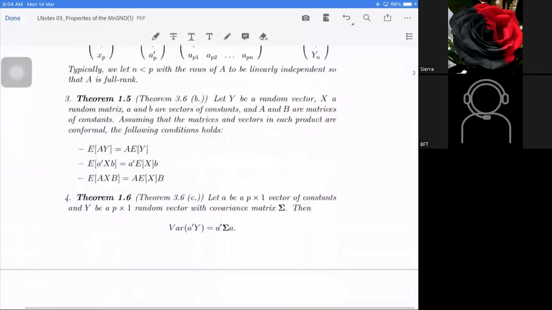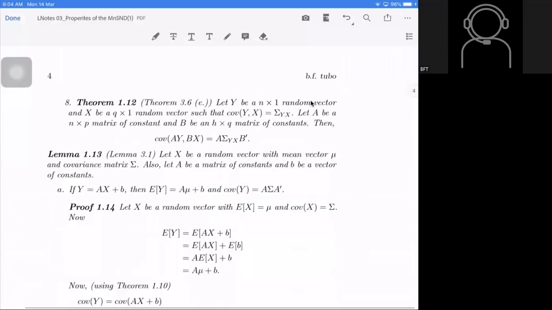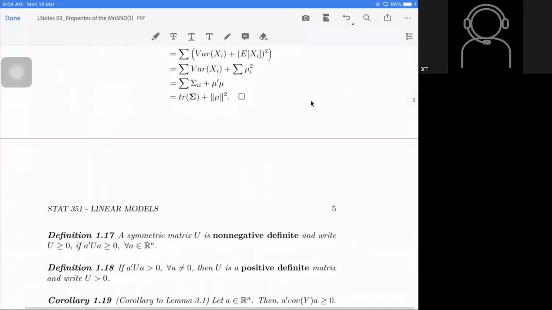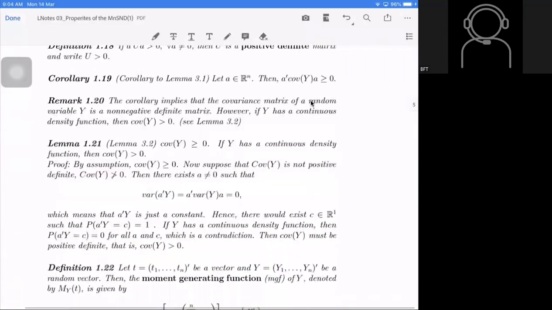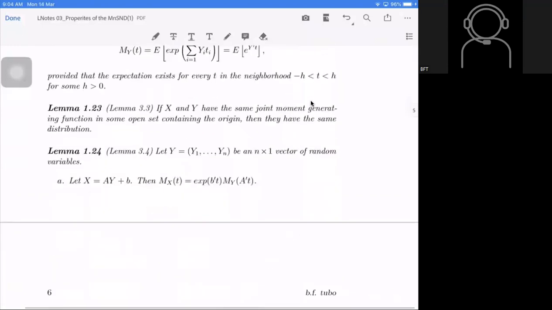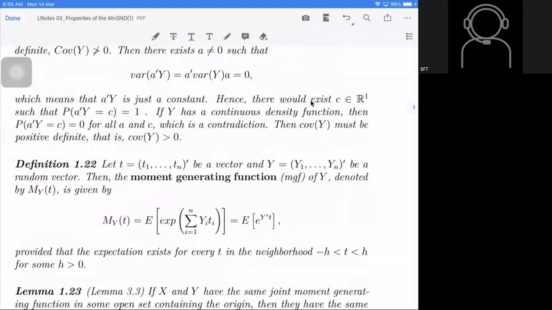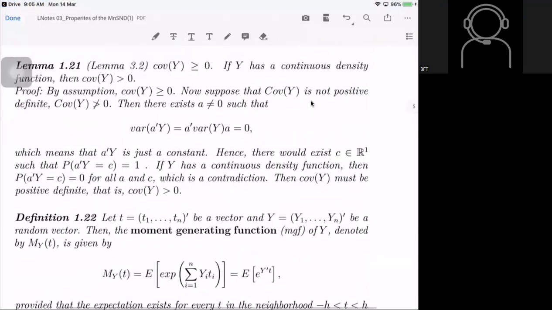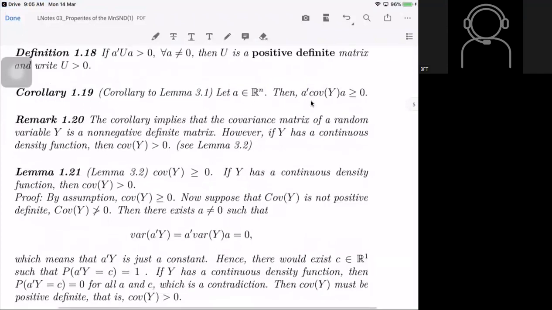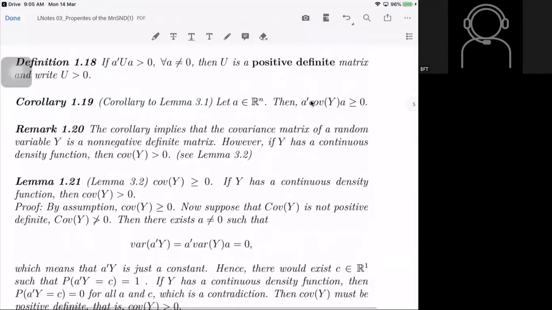I think we will continue on moment generating function. Is that correct? Yes, ma'am.